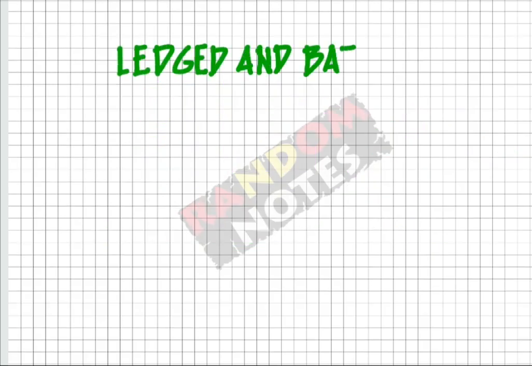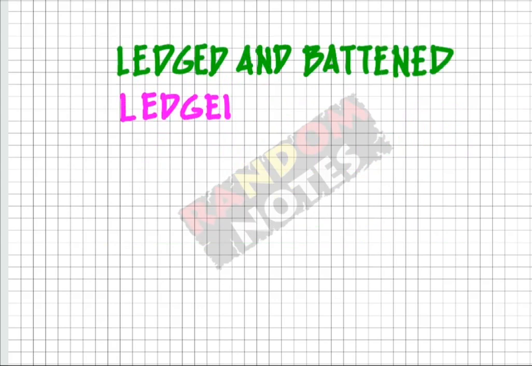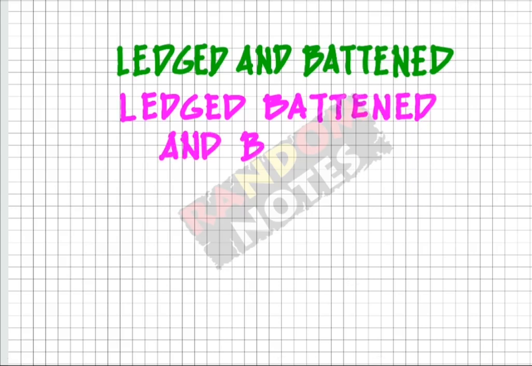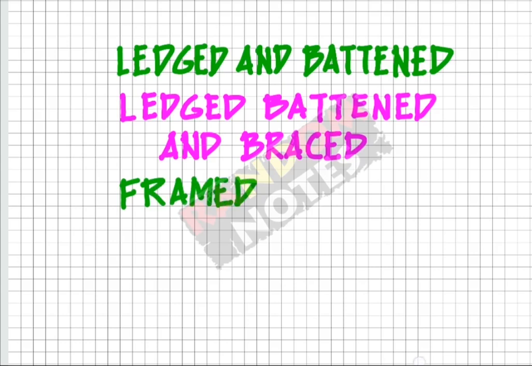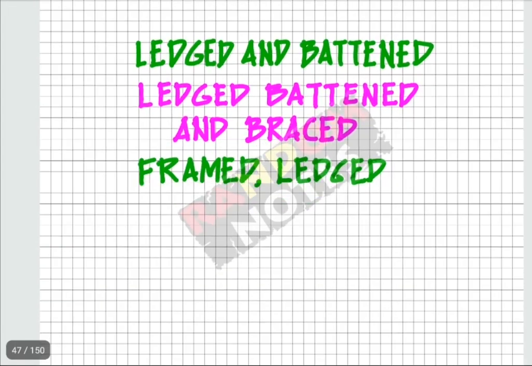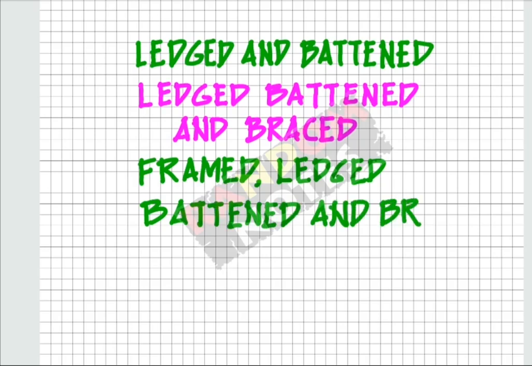The first door type is the ledge, batten, and brace door. I consider that one should start understanding shutters from this, since this is the most basic from where the rest are derived. Most of the shutters being used today, except the flush door, are framed shutters. Even ledged, battened, and braced has a frame type. We will understand the meaning of the frame later.